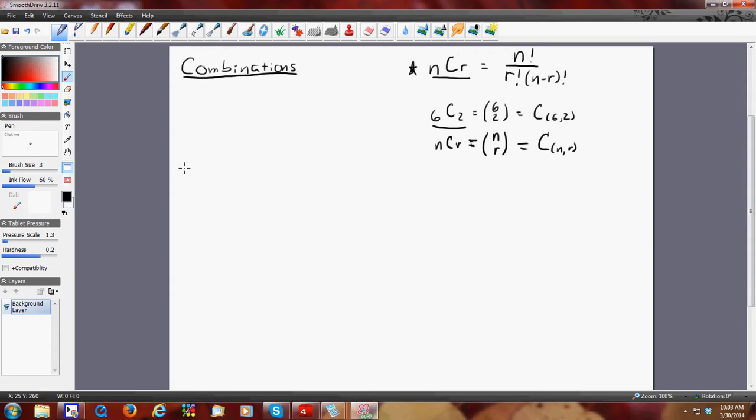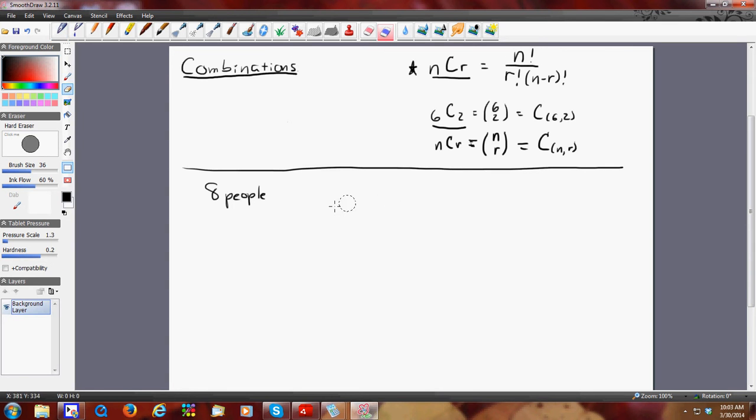Now, let's say we go back to my party, let's say we had 8 people, and I wanted to put them into groups of committees. I wanted to make a committee. Please pardon my handwriting. It's pretty bad. Committees of 3. So I have 8 people, and I'm going to make combinations of 3. Actually, I call it 8 choose 3.